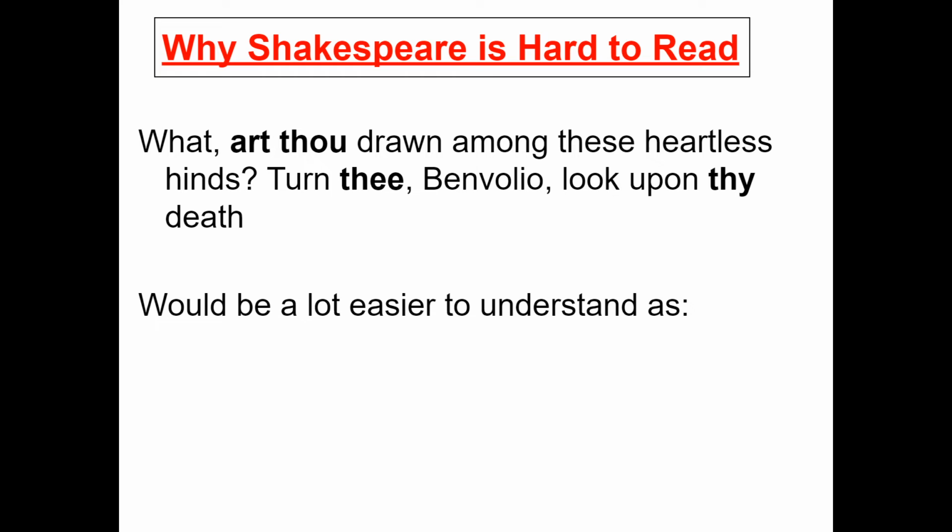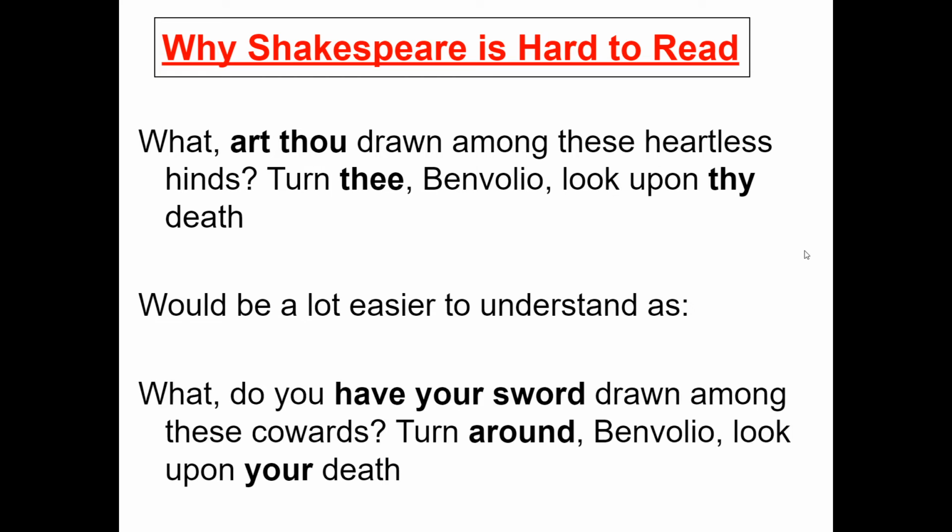Now that would be a lot easier if Shakespeare would have just written, what? Do you have your sword drawn among these cowards? Turn around, Benvolio, and look upon your death. But that's just not as good, is it? It's just simply not as good. So when you see words like art and thou and thee, in your mind, just immediately replace them. So art becomes are, thou becomes you. Okay? And once you do that, you can do that pretty quickly, and that's easy to do.